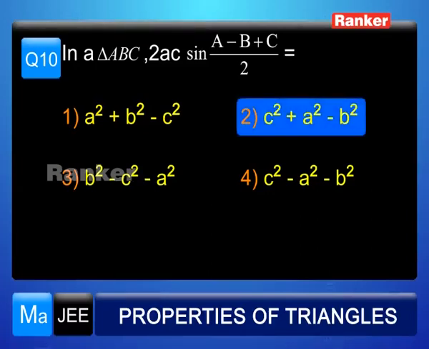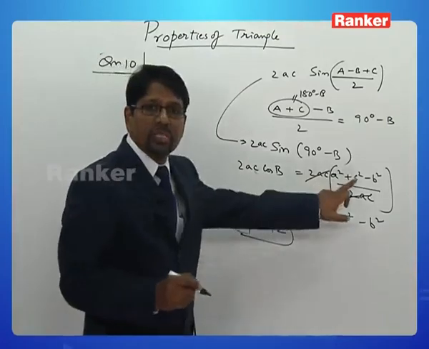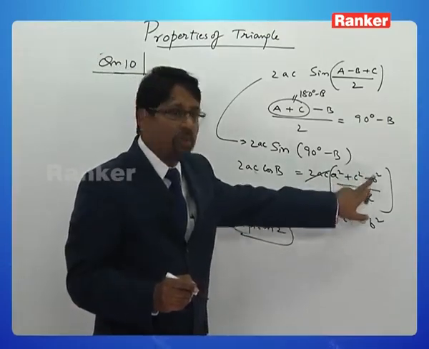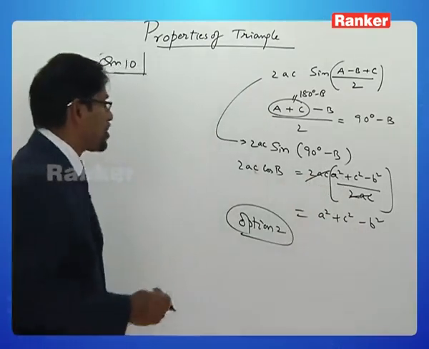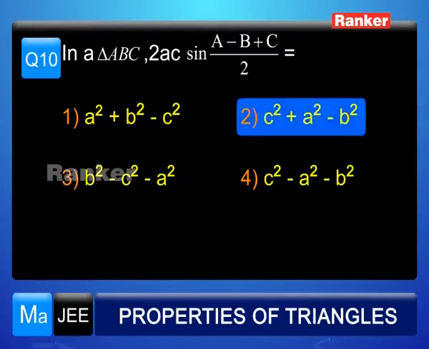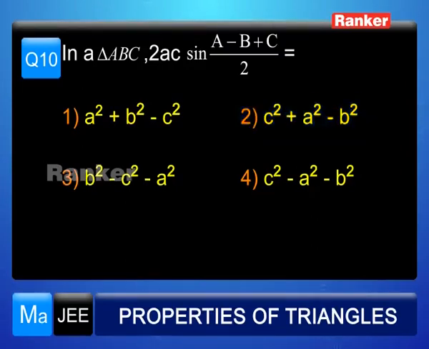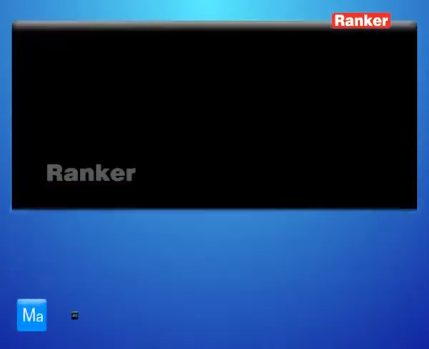So we are using the cosine rule formula here. What is that? Cos B is equal to (A square plus C square minus B square) by 2AC. So 2AC cos B will be A square plus C square minus B square there. So option 2 is the right answer. Let's move on to the next question, question number 11.